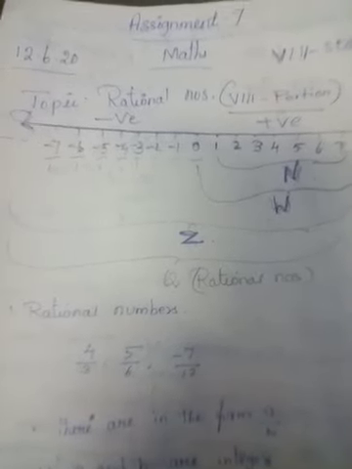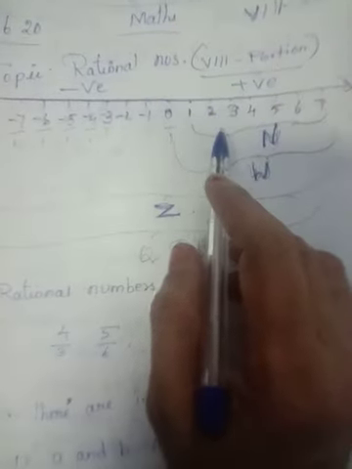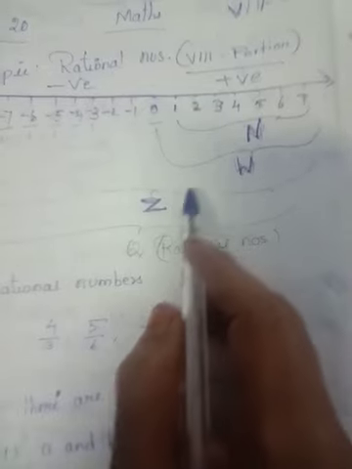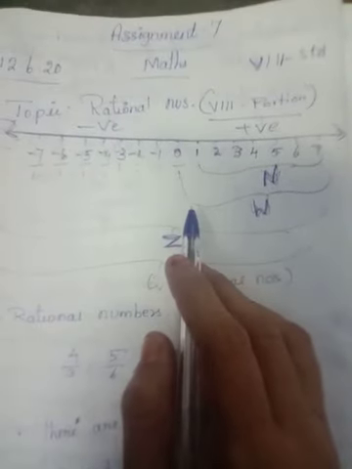Good morning, children. Today we are going to learn rational numbers from the 8th standard portion. We had seen natural numbers, whole numbers, and integers in the previous class.